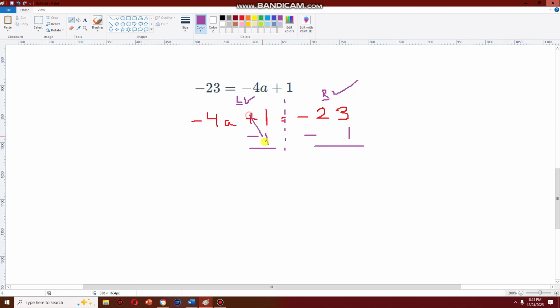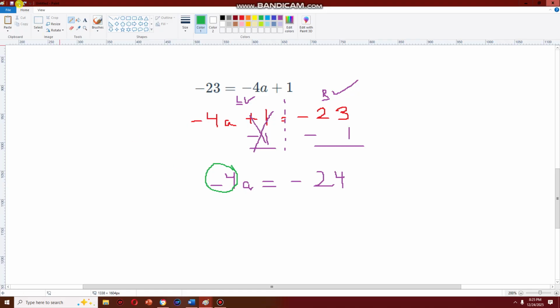Plus 1 minus 1 cancels out because it's equal to 0. Minus 4a is free. And minus 23 minus 1 is minus 24. Okay? That's the first part of solving this equation. The second part is, I want to solve for the variable a. A has got to be alone, independent. At the moment, minus 4 is stuck to a. And we need to snap or break off that minus 4.